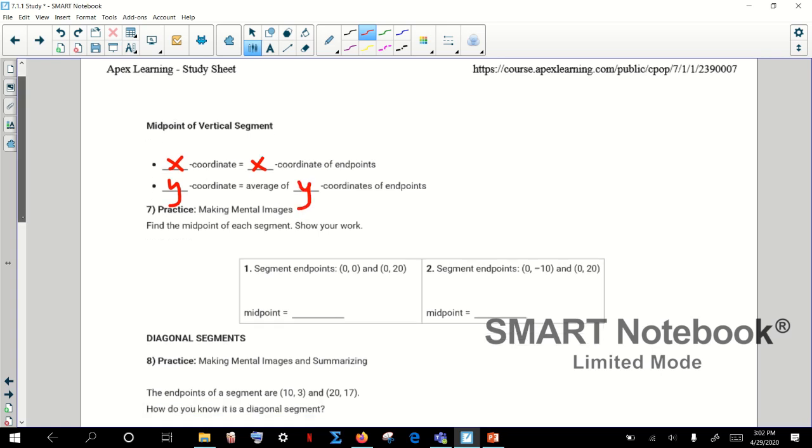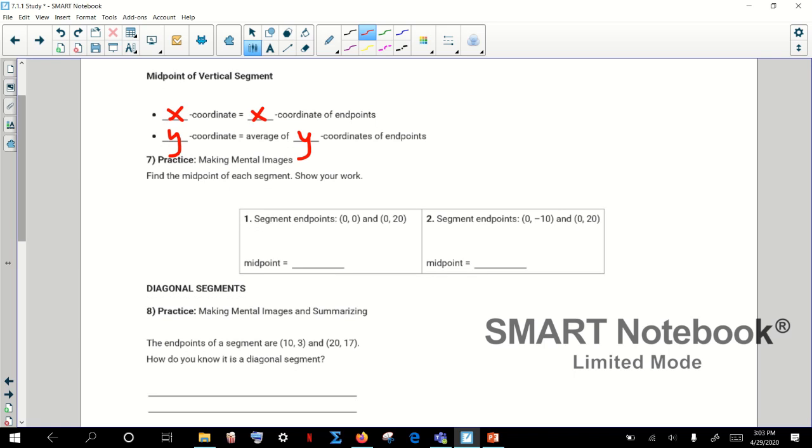Okay. So it's just flipped from finding a horizontal segment. If I have endpoints at (0, 0) and (0, 20), I know that it's a vertical segment because it has the same x values. So my x value is going to be the same as my endpoints, which is 0. Now I want to find my y value for my midpoint. I need to take the average of those two endpoint y values. So 0 plus 20 divided by 2. 0 plus 20 is 20, divided by 2 is 10. So the y value of my midpoint is 10. That means the midpoint of those two endpoints is (0, 10).